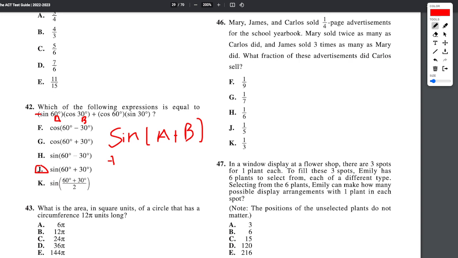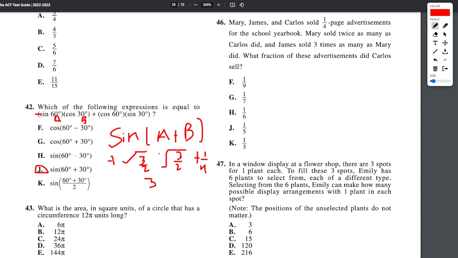Another way could be to evaluate the whole expression. You could type it in your calculator, or do it by hand. Sine 60 is the same thing as the square root of 3 over 2, times another root 3 over 2, plus sine 30 and cos 60 are the same thing. It's a half times a half, which is 1/4.